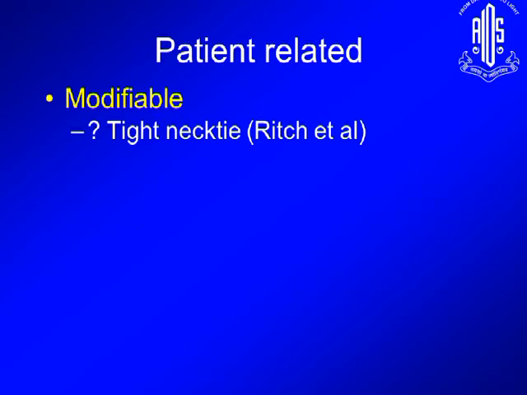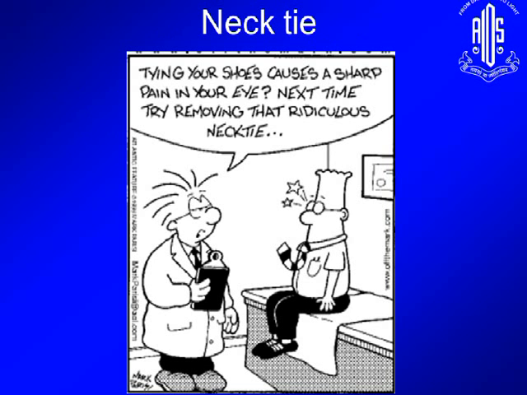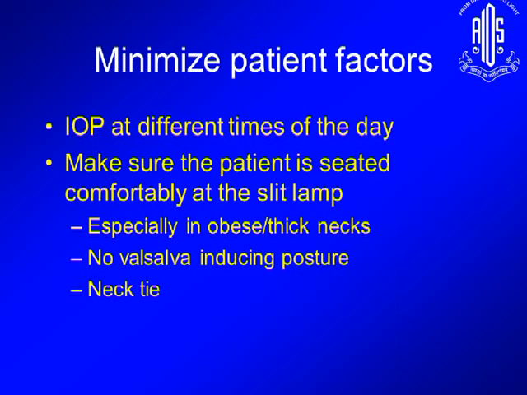Or if you work in New York and wear very, very tight neckties, that itself can cause pressure to go up when you're sitting at a slit lamp, because that tightens over the neck, it impedes venous return, and it causes, in addition to damage to the eye, a transient rise in intraocular pressure. We could not replicate this in our own population, maybe because we weren't tying the ties tight enough.